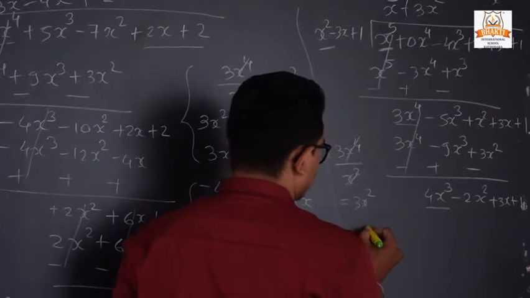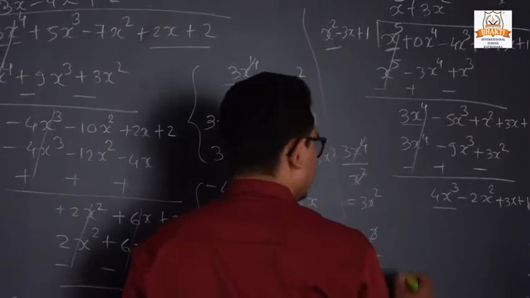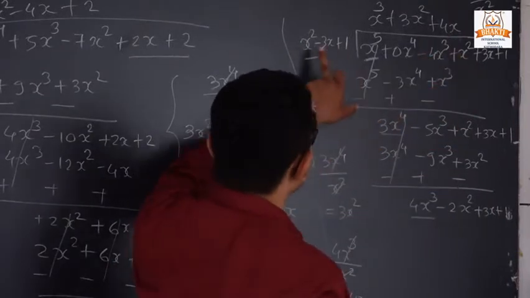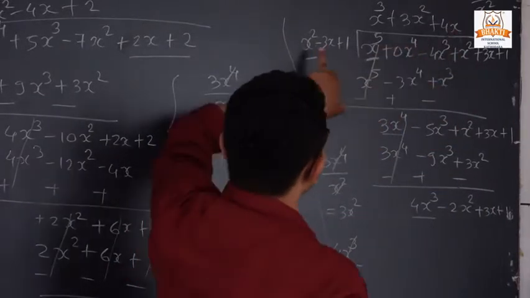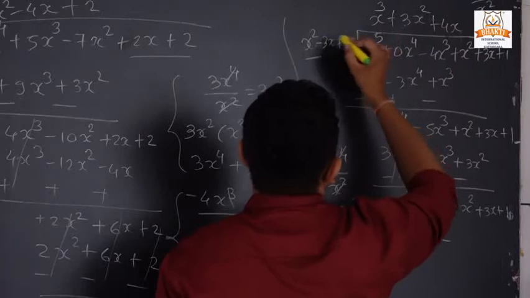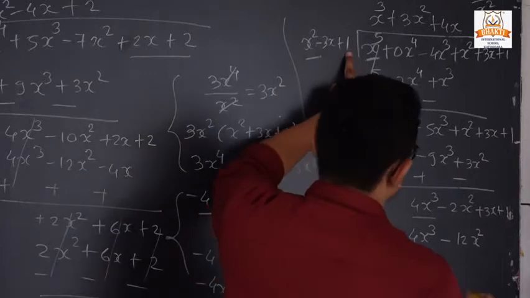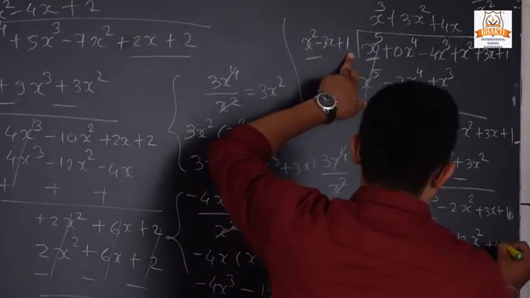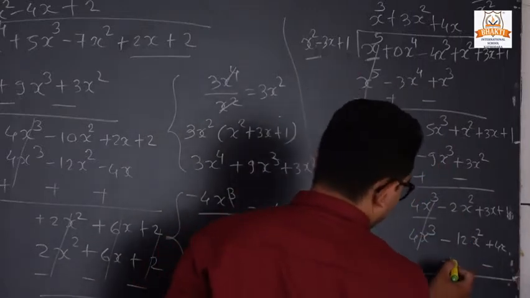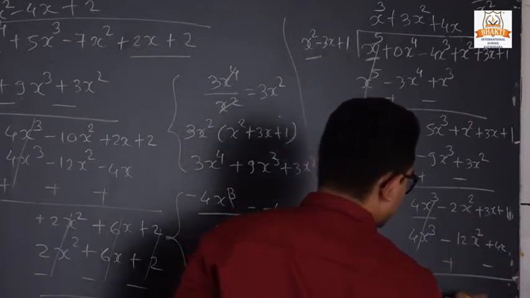Now 4x cube is divided with x square, cut, so here we can get 4x. Now 4x is multiplied with all 3 terms, so 4x into x is 4x cube, 4x into minus 3 is minus 12x square, then plus 4x. The sign will be changed, so these both are cut once again.